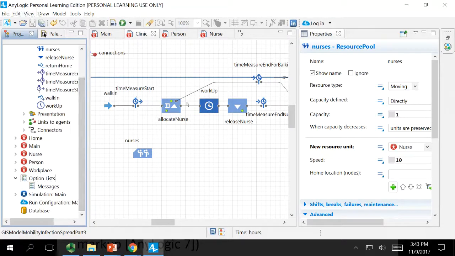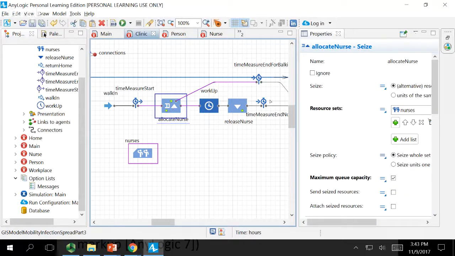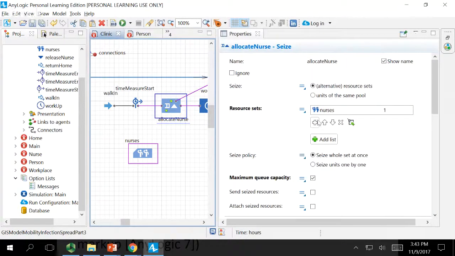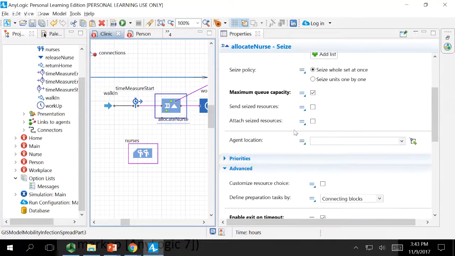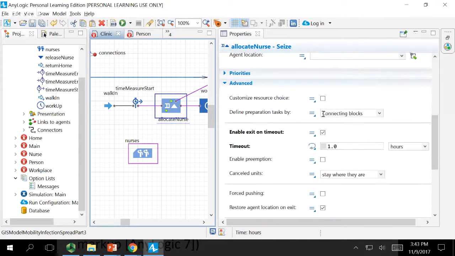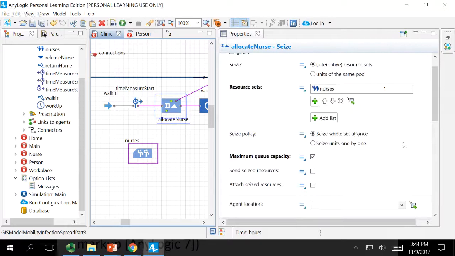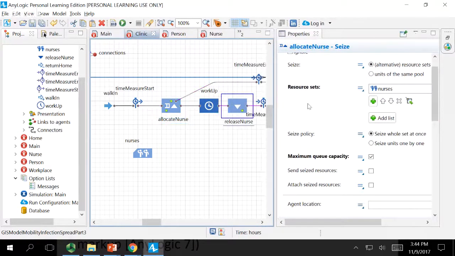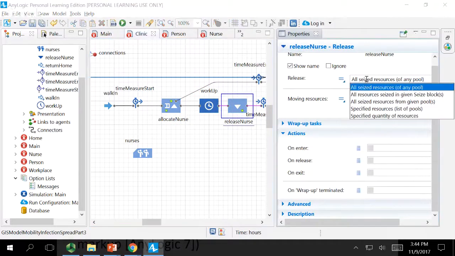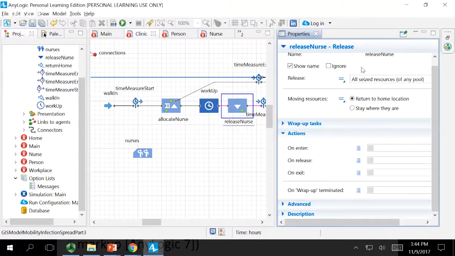Anyone want me to show part of this again? Yeah, allocate nurse here. I did resource set nurses. I did maximum queue capacity. And I said enable exit on timeout after 1 hour. That's what I changed there. Okay. Any other questions? Anyone want me to show something? Release nurse I just dragged in, and it already released all seized resources. So I just kept it like that. Okay.